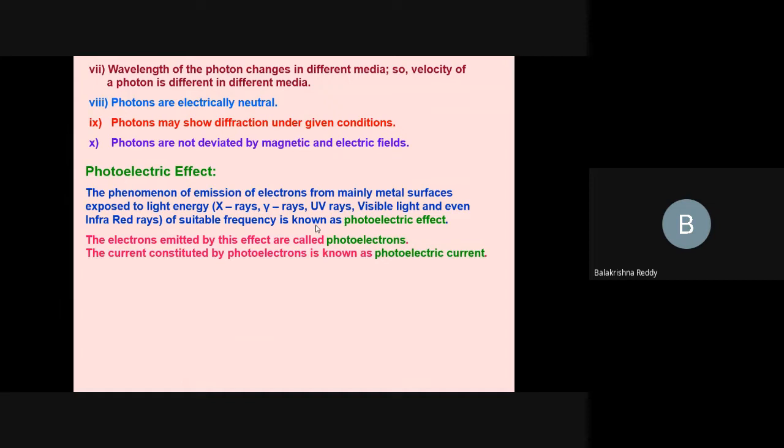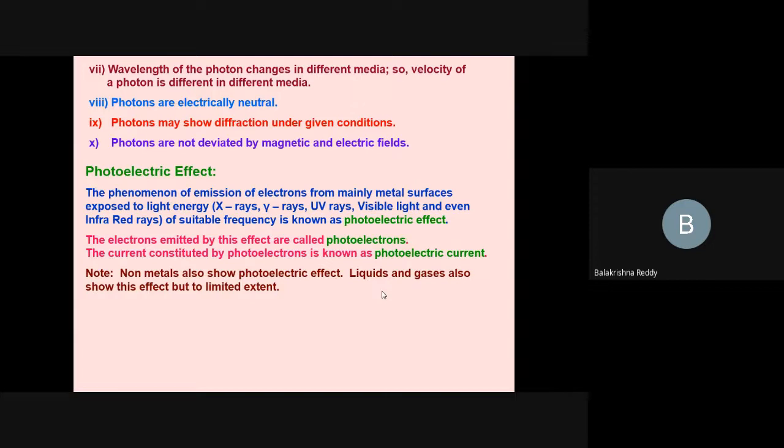Now, the electrons which are emitted by the metallic plate are called photoelectrons. The current constituted by these photoelectrons is known as the photoelectric current. Whatever electrons are released from the metal plate are channelized through a conductor or a wire, and therefore it is called photoelectric current.